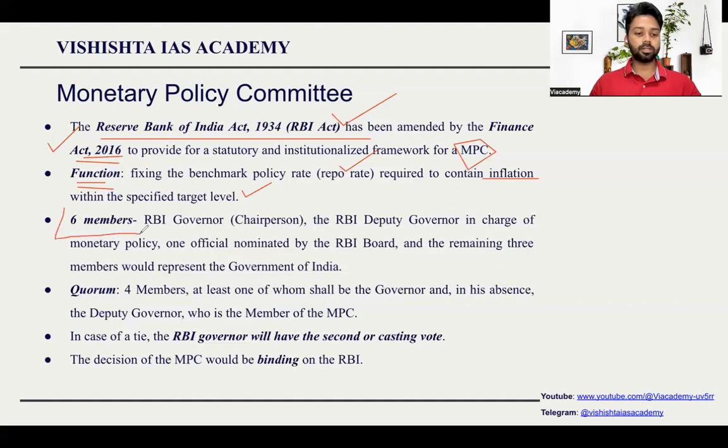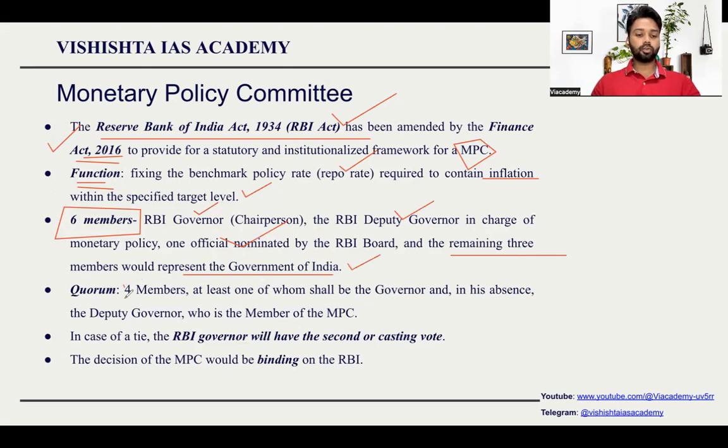Who are the members in the Monetary Policy Committee? In total, 6 members are there. RBI Governor, RBI Deputy Governor, and one official nominated by the RBI board. So these 3 people come from RBI. The remaining 3 people would be representatives of the government of India. So in total, 6 members.